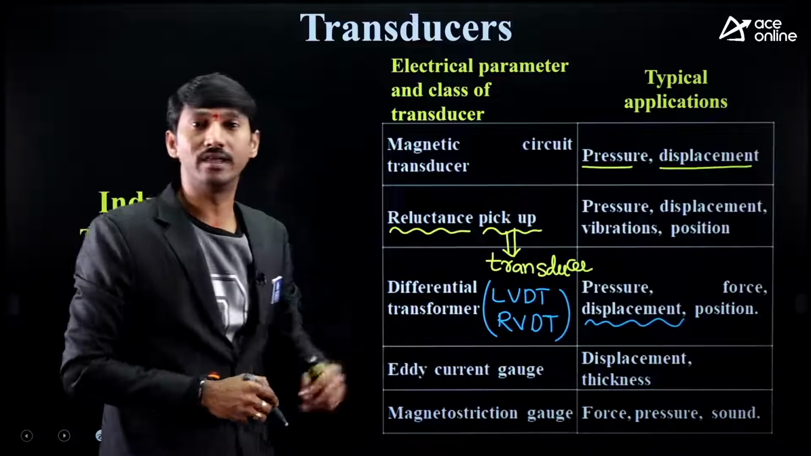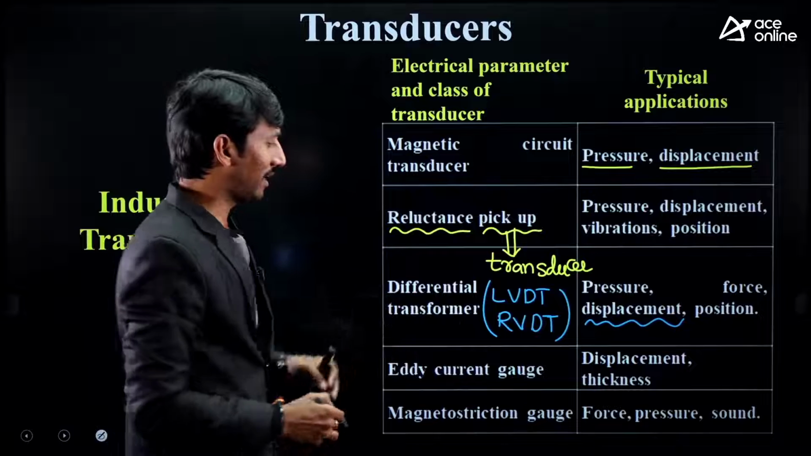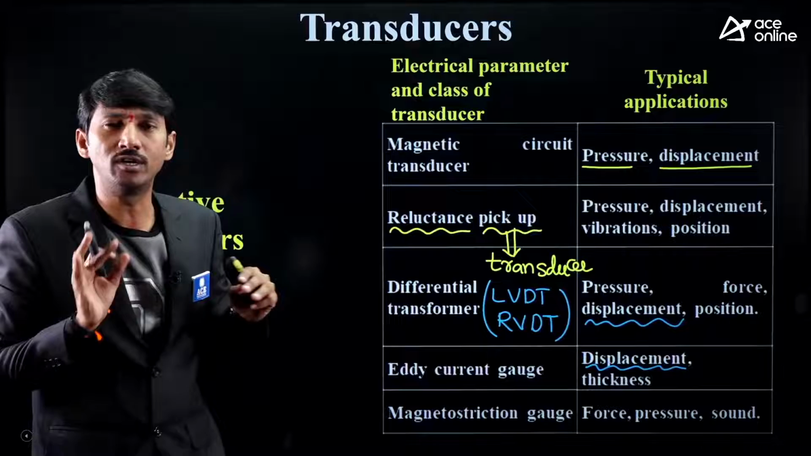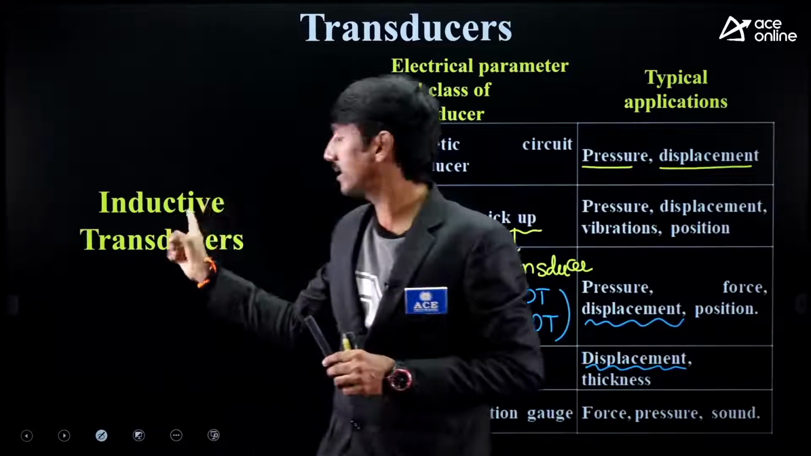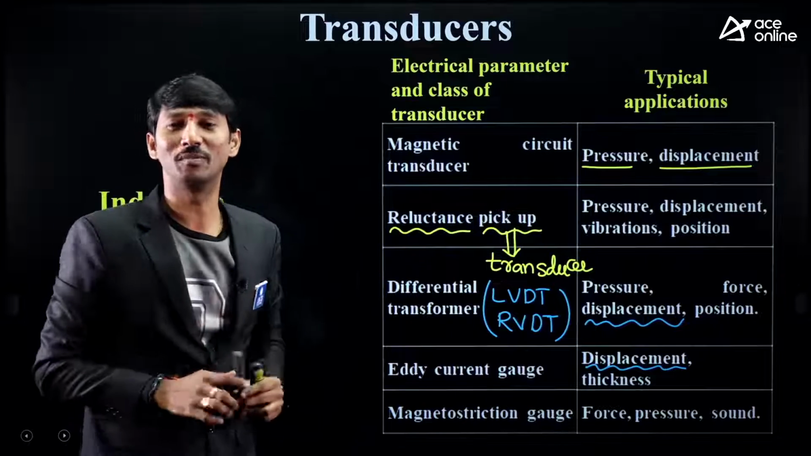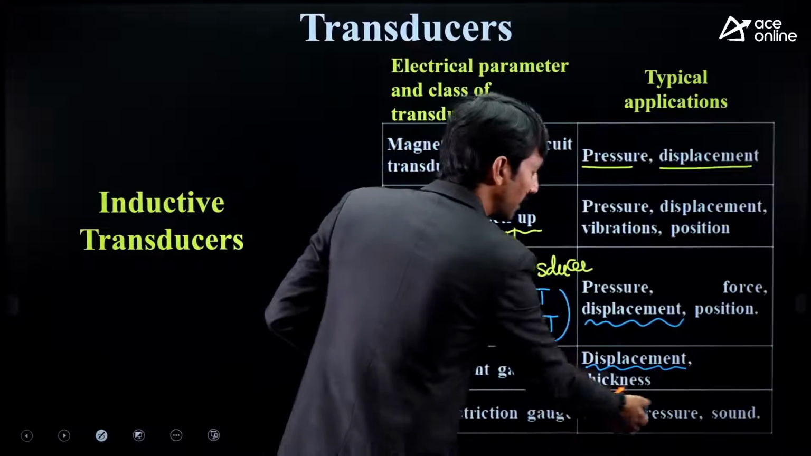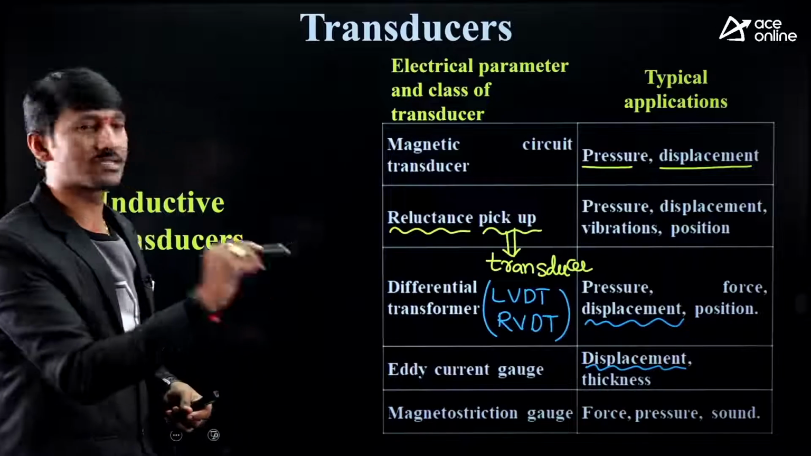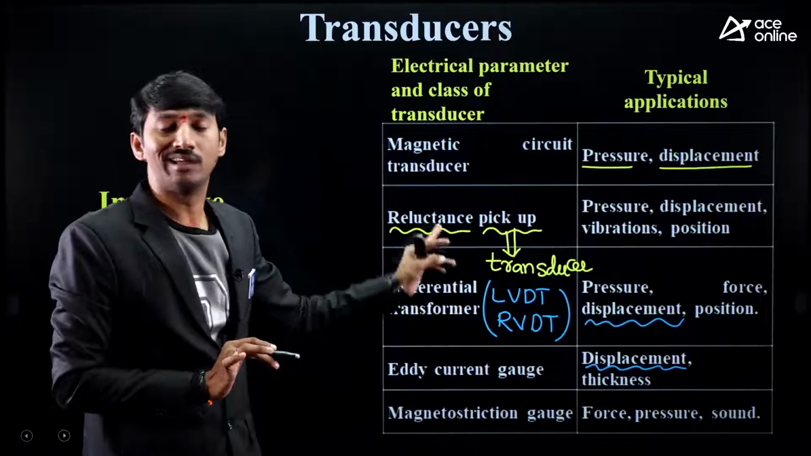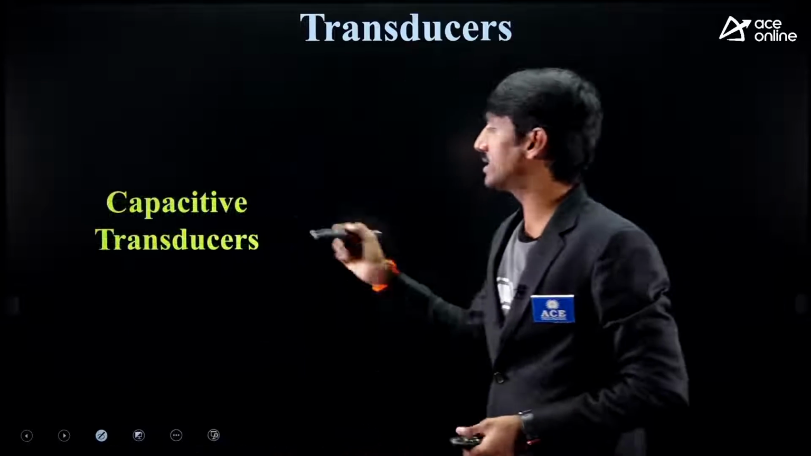Next, eddy current gauge. Eddy current is also related to magnetic circuit, means inductive phenomenon. Eddy current is also, yes, displacement measurement. That's why I am giving the simple hint to follow: resistive, inductive or capacitive, all those are generally for displacement measurement every time in general. Right? Next, magnetostriction gauge, that is for force, pressure, sound, etc. All these are corresponding to inductive transducers.